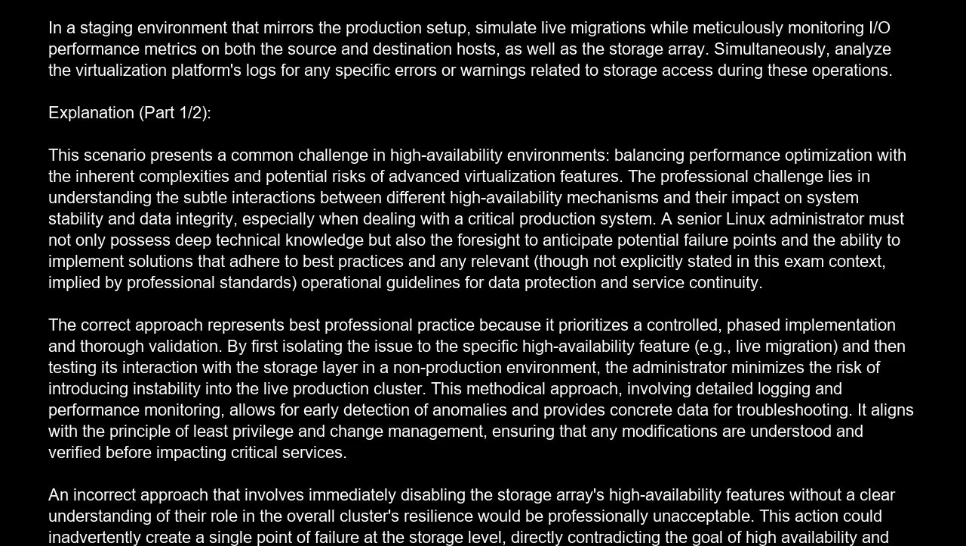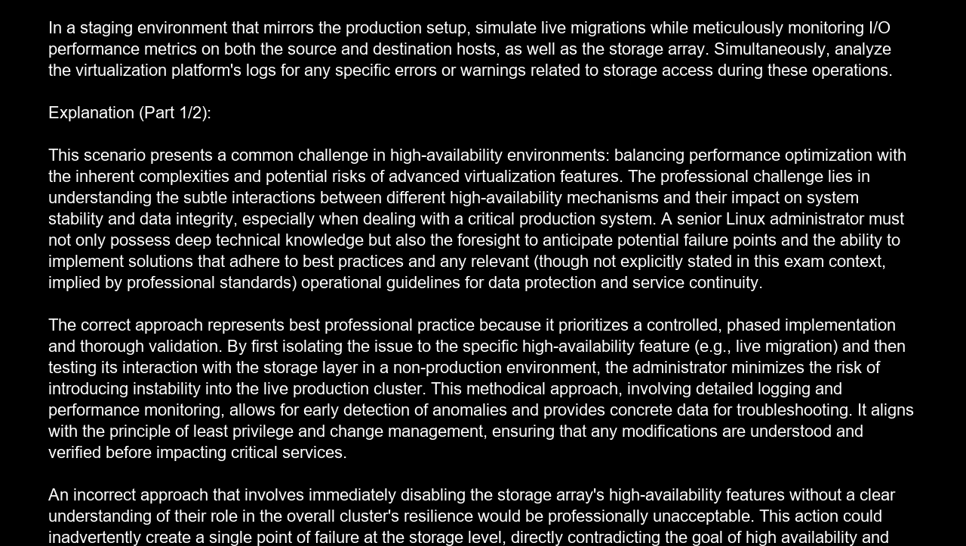The correct answer is C. In a staging environment that mirrors the production setup, simulate live migrations while meticulously monitoring I/O performance metrics on both the source and destination hosts, as well as the storage array. Simultaneously, analyze the virtualization platform's logs for any specific errors or warnings related to storage access during these operations.